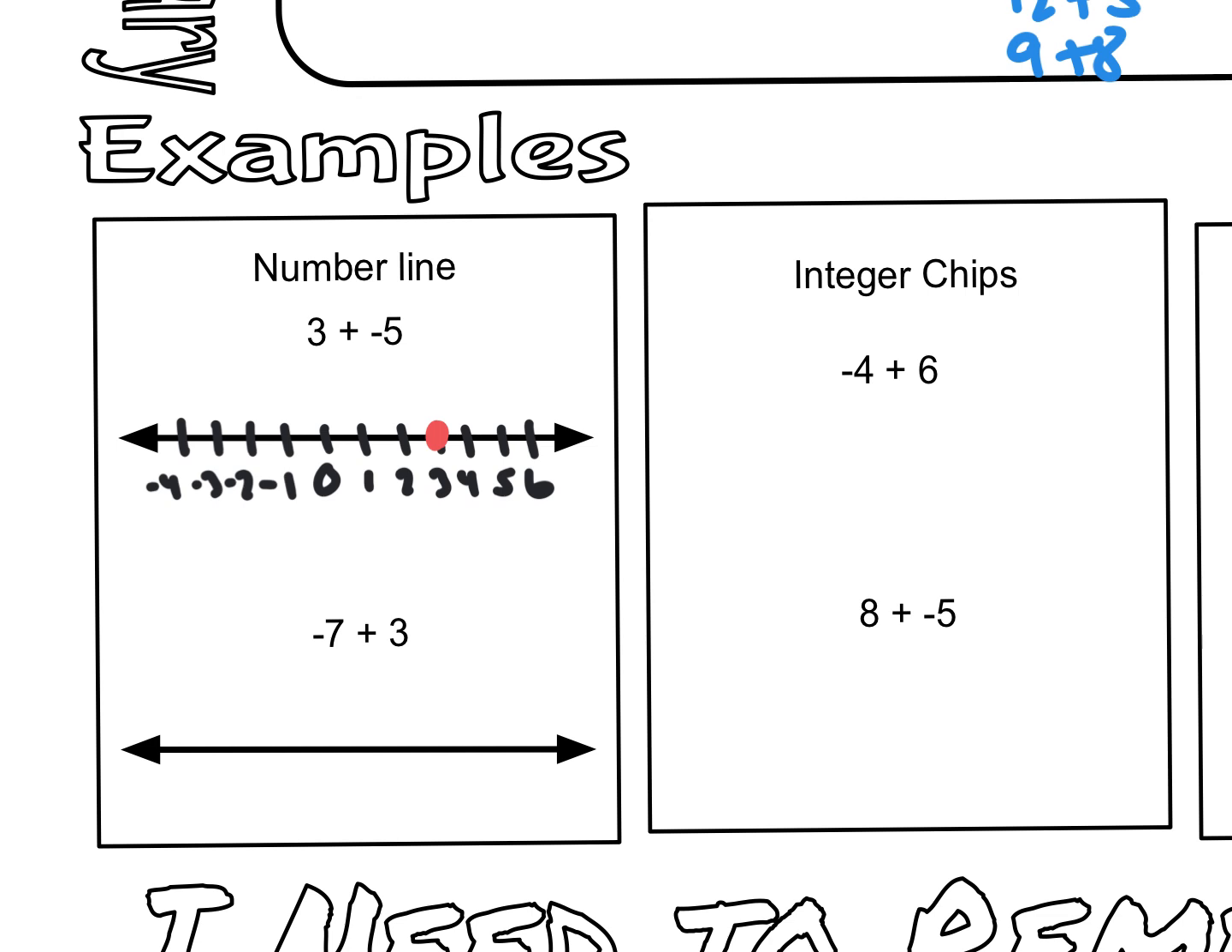And because we're adding -5, it's like you're adding 5 anchors. Or when we're adding a negative, we're always going to move in that left direction. So I'm going to go 1, 2, 3, 4, 5. And we end up at -2. So 3 plus -5 is -2. Why don't you pause the video and try the next one on your own.